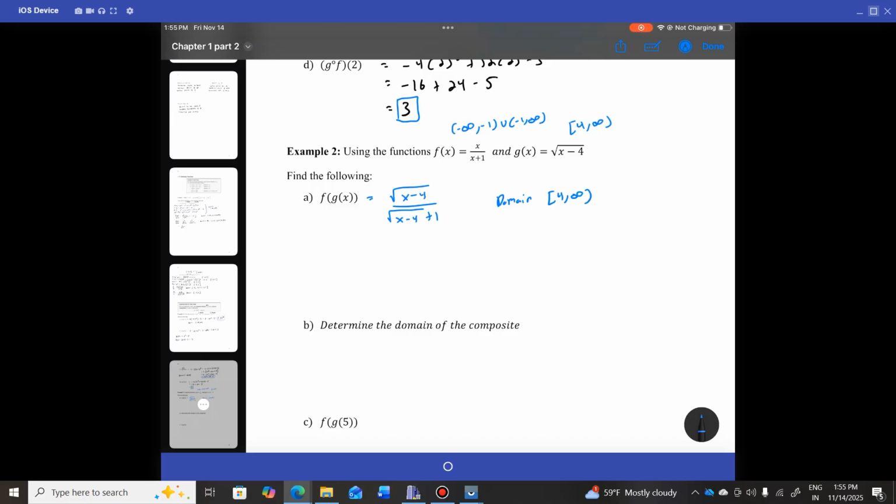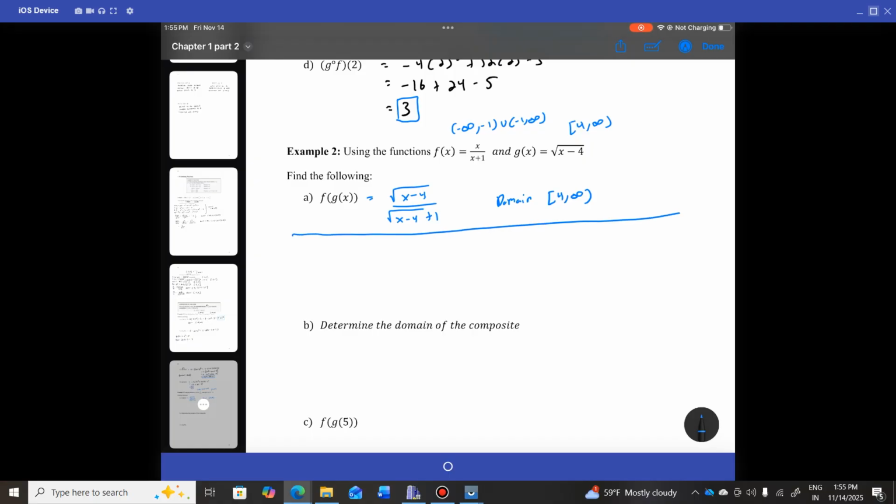Okay. Notice, well, negative 1 isn't in the domain anyways, so we don't have to worry about that. But if it was and we plug it in, it may still be able to be plugged in depending on what function got plugged into it. So for example, let me do a separate example here.